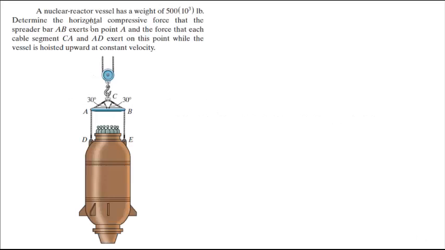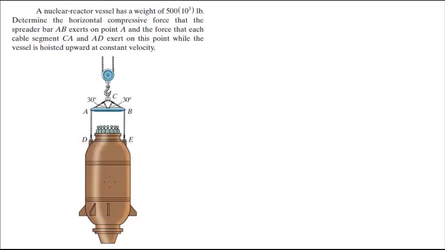Alright guys, we have a nuclear reactor vessel that has a weight of 500 times 10 to the 3 pounds. Determine the horizontal compressive force that the spreader bar exerts on point A and the force that each cable segment CA and AD exert on this point while the vessel is hoisted upward at a constant velocity. So this is very simple.